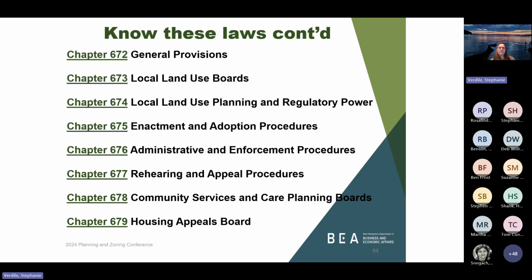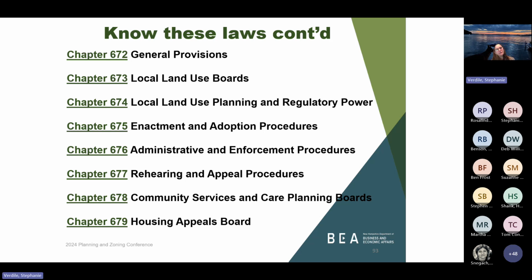675 addresses the methods and procedures for enacting land use regulations. That's how many public hearings you're going to have. Again, we learned this morning that for zoning amendments and for any land use regulation amendment, you need to at least have one public hearing. And RSA 675 will discuss that.